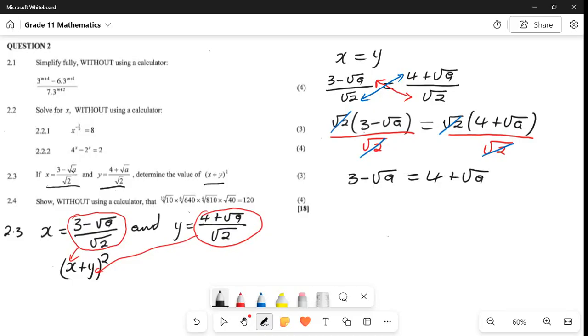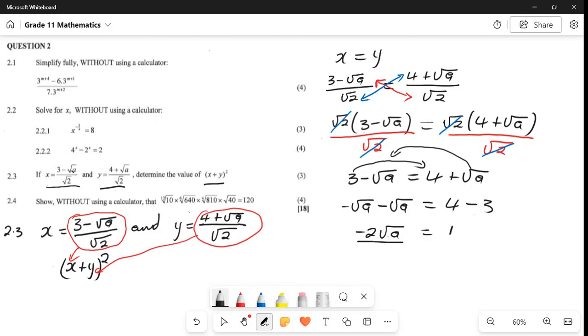If things are like this, then we might need to transpose. Let us take this 3 to the other side and take this square root of a to this side. Then we'll have minus square root of a minus square root of a equals 4 minus 3. Minus 2 square root of a equals 4 minus 3, it's 1. Then let us divide both sides by minus 2. We divide both sides by minus 2.